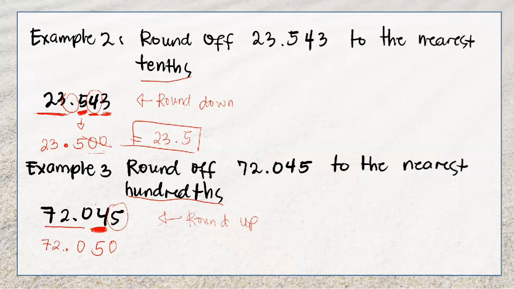So, again, our final answer here will be 72.05. If you have noticed, yung 0 natin dito hindi natin i-remove because yung digit niya sa right niya is greater than 0. And yung 0 natin dito, we have removed it dahil yung digit niya sa right niya is not greater than 0. Therefore, the round off of 72.045 to the nearest hundredths is 72.05. So this is how we round off decimal numbers.